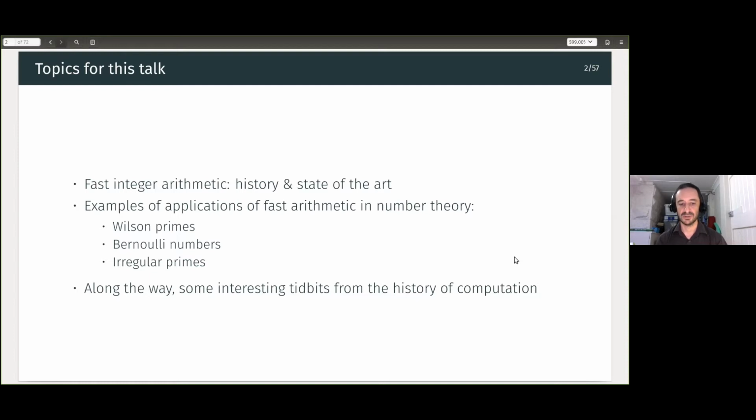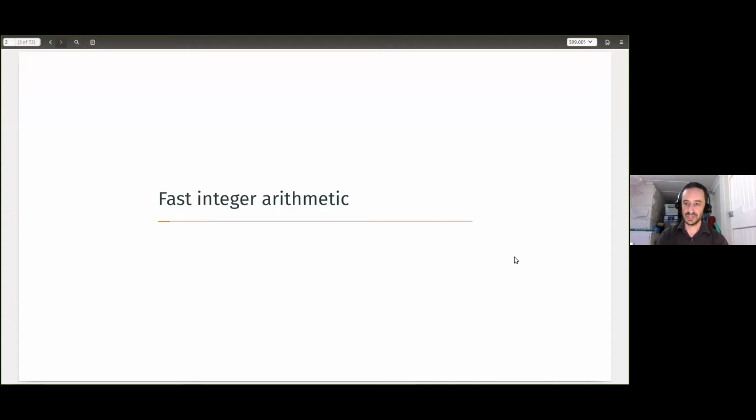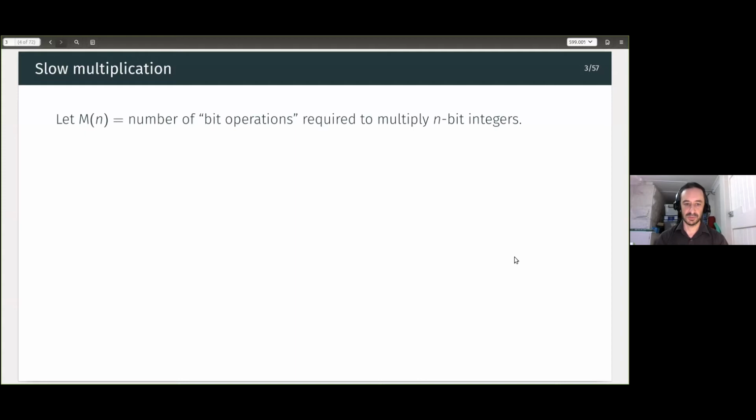in these different areas. And I discovered while writing this talk that you actually learn a lot about the history of computation, early hardware and software issues in computation. And so I've tried to weave that into the story a little bit, and there's lots of interesting bits and pieces that come along. So let me start with fast integer arithmetic.